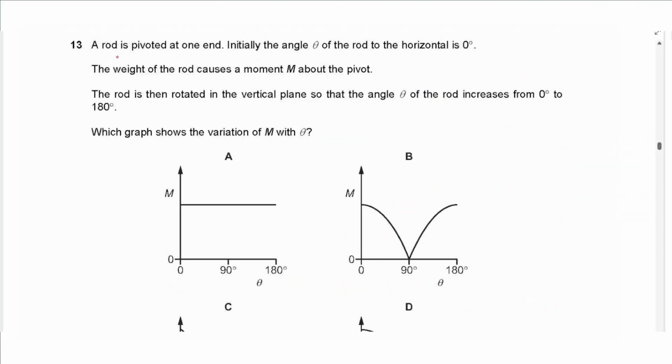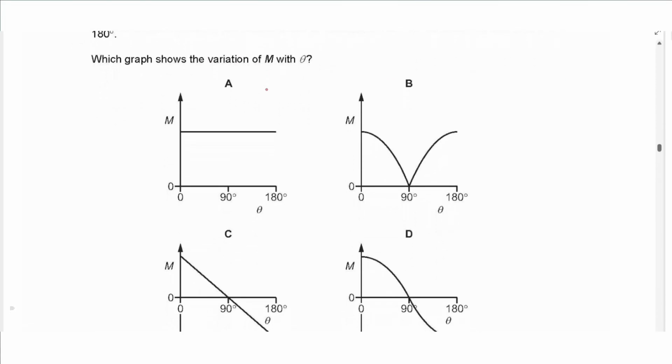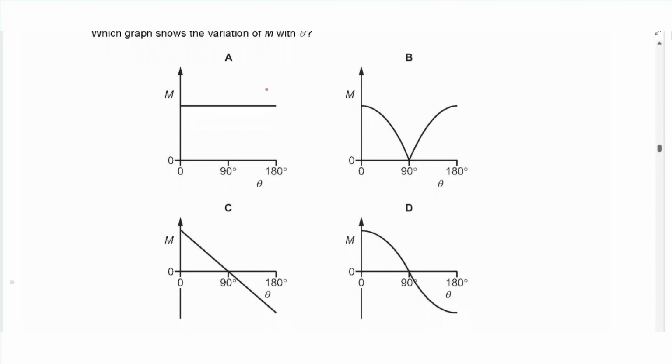Question 13 says, a rod is pivoted at one end. Initially, the angle theta of the rod to the horizontal is 0. The weight of the rod causes a moment M about the pivot. The rod is then rotated in the vertical plane so that the angle theta of the rod increases from 0 degrees to 180 degrees. Which graph shows the variation of M with theta?